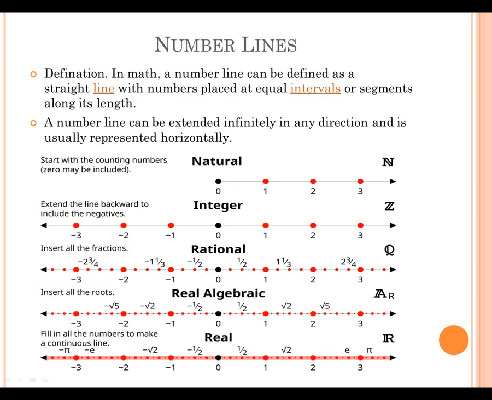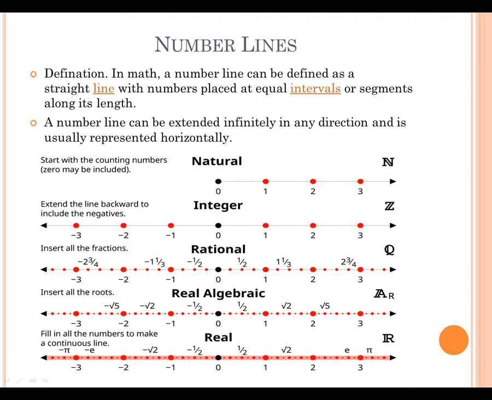And now we can define the number line. The definition of the number line is, in maths, a number line can be defined as a straight line with numbers placed at equal intervals or segments along its length. So it means that here is the line of natural numbers, and it starts from 0, 0, 1, 2, 3, 4, and they have equal intervals of gaps. So there are a lot of numbers between 0 and 1, just like we can say here is 0.1, 0.2, 0.3, 0.5, 0.6, and so on.